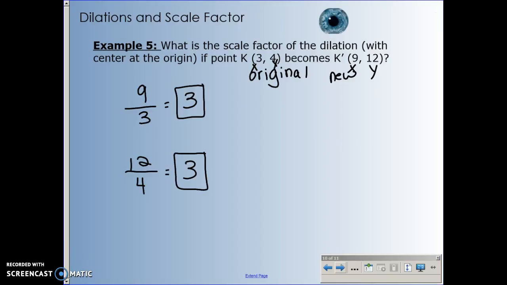Okay, and you can even check. This is actually like the video that we did. 3, 4 became 9, 12 in the video. Same exact process, just multiplying by 3. Some of you might even be able to look at those numbers and figure out that it's a scale factor of 3. Just make sure it's not a scale factor of 1/3. Okay, if you're going from small to big, it's got to be a number bigger than 1. If you're going from big to small, it's got to be a number smaller than 1.